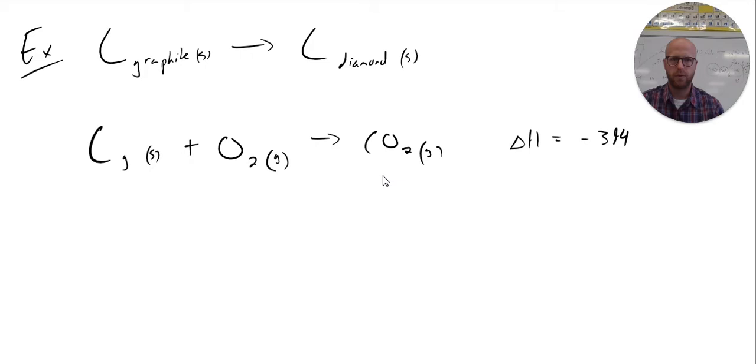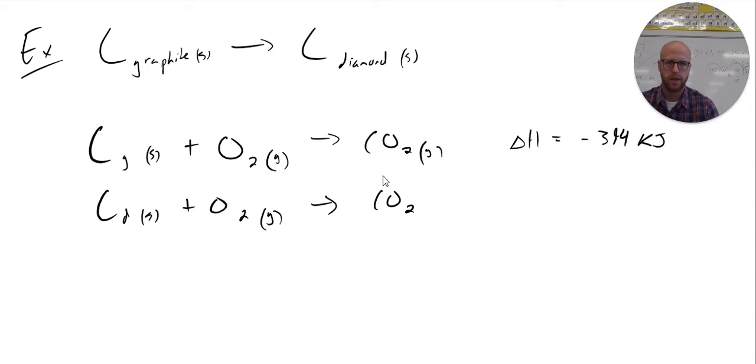394 kilojoules. Okay. And we also know that carbon diamond, solid, plus O2, so we can combust it, goes to carbon dioxide. And the delta H for this is equal to negative 396 kilojoules. Okay, so I have these 2 other reactions, and Hess's law tells me that this overall reaction can be thought of as a series of steps.